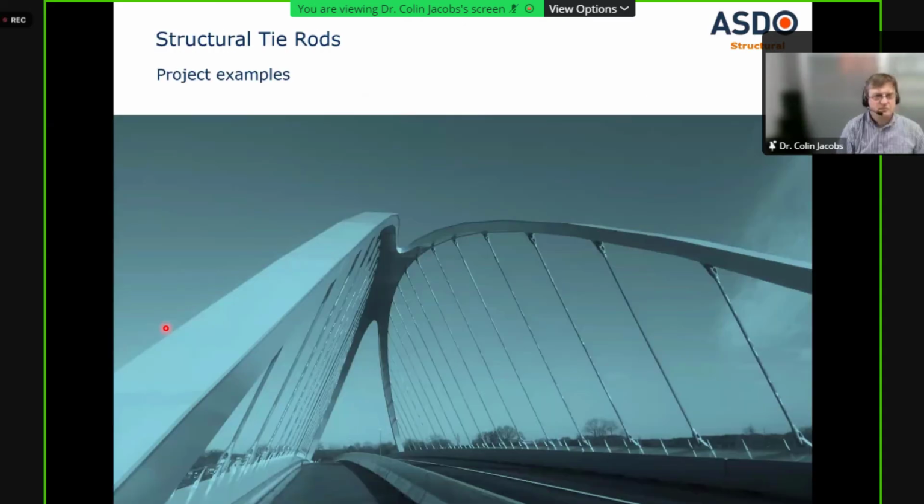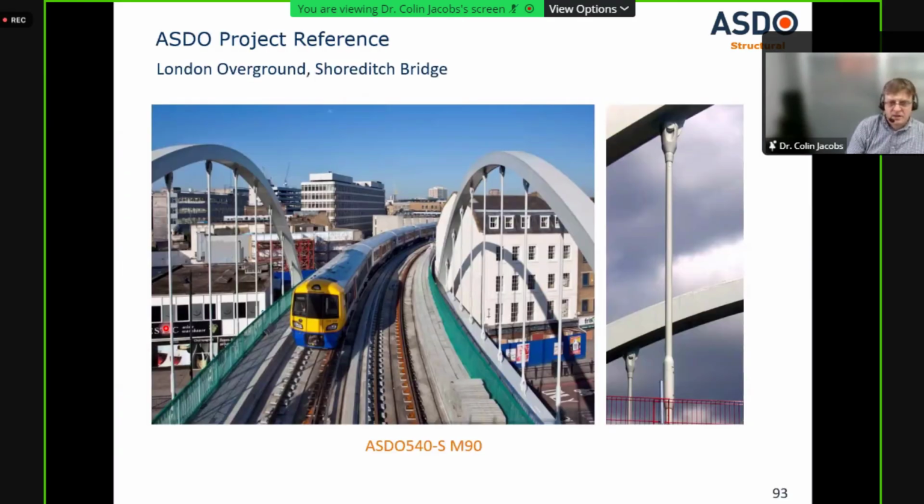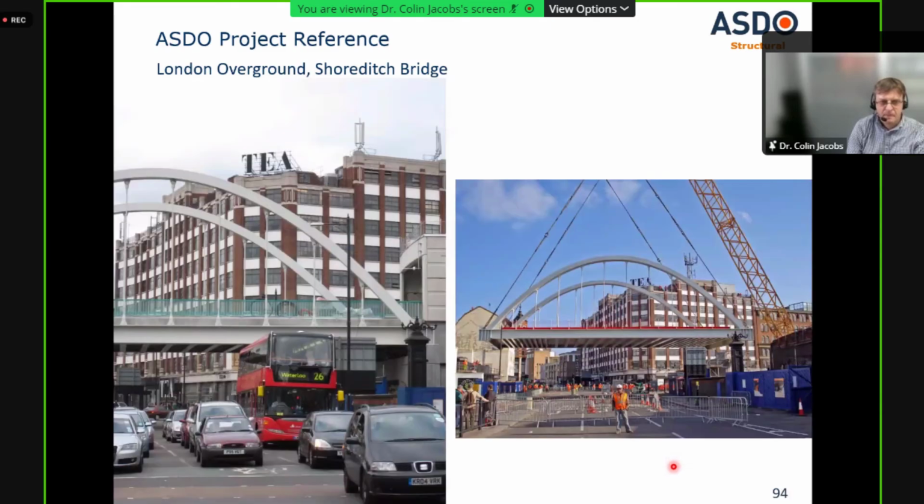So I'm going to finish off with just some project examples. So here's a bridge in London, the Overground. So it's like, obviously, it's part of the London railway network. These bridges are M90 tendons, again here. And again, we had to provide fatigue data and do fatigue testing on these to make sure they complied.